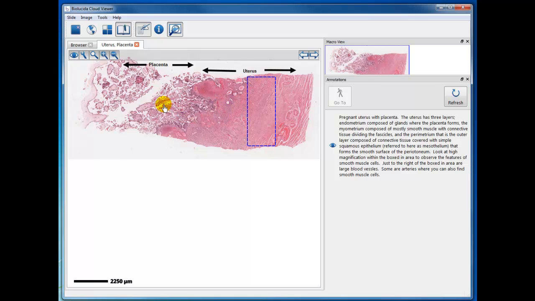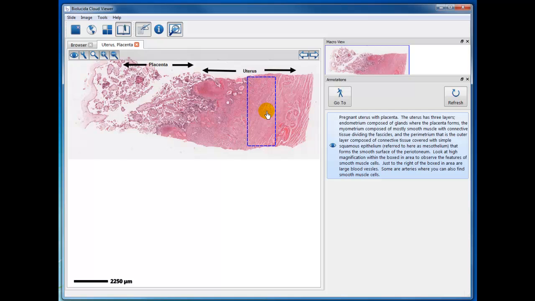And so if you're curious about that, you can look up. We do not hold you responsible for the histology of placenta. But in the boxed-in area, as indicated here, you will see the smooth muscle.